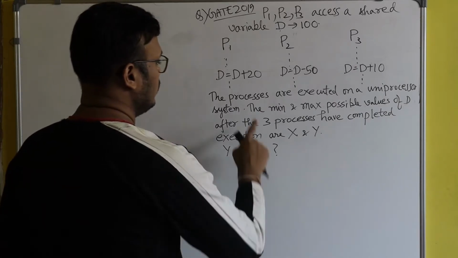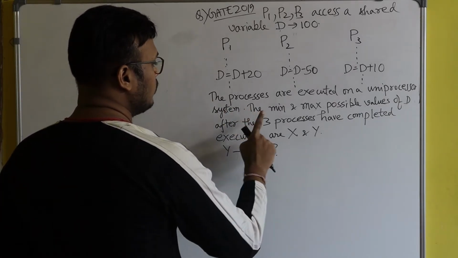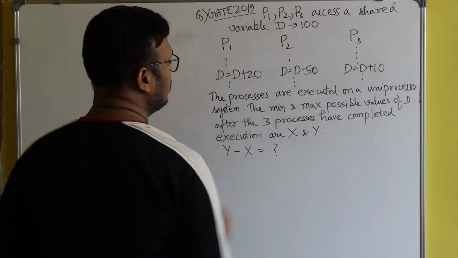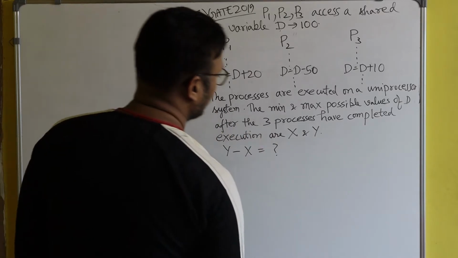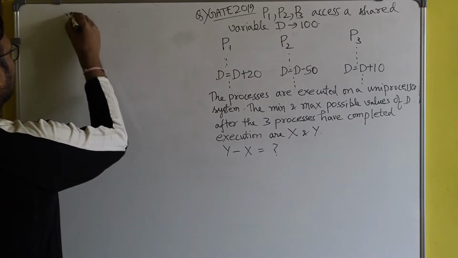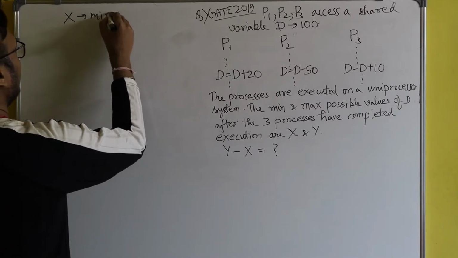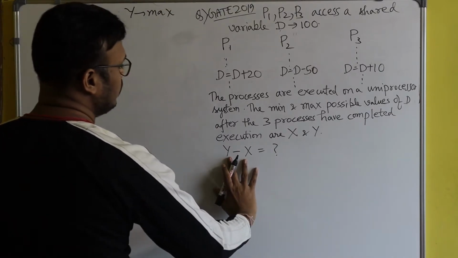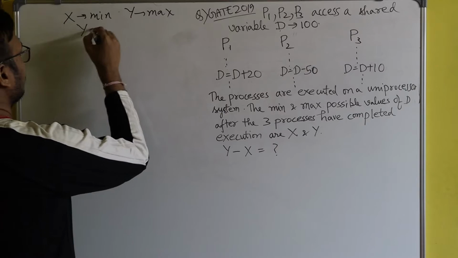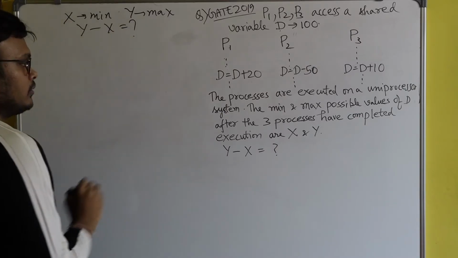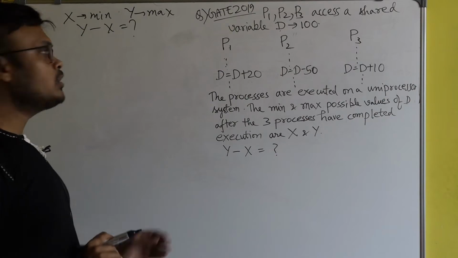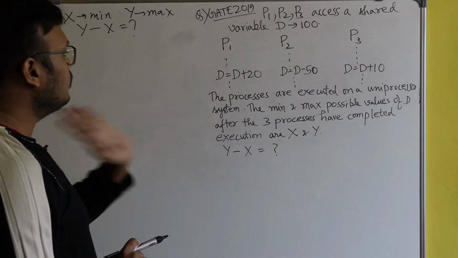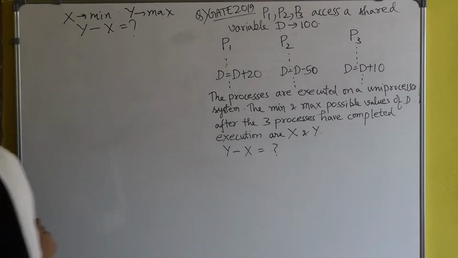Also, the minimum and maximum values of D after the three processes have completed their execution are X and Y. X is the minimum value, and Y is the maximum value. What we have to find out is Y minus X. So first we have to find out the minimum value and the maximum value. So let's start solving this question.